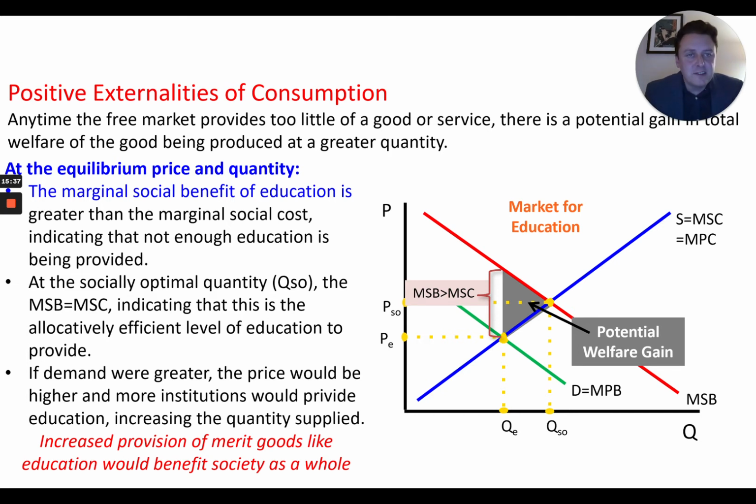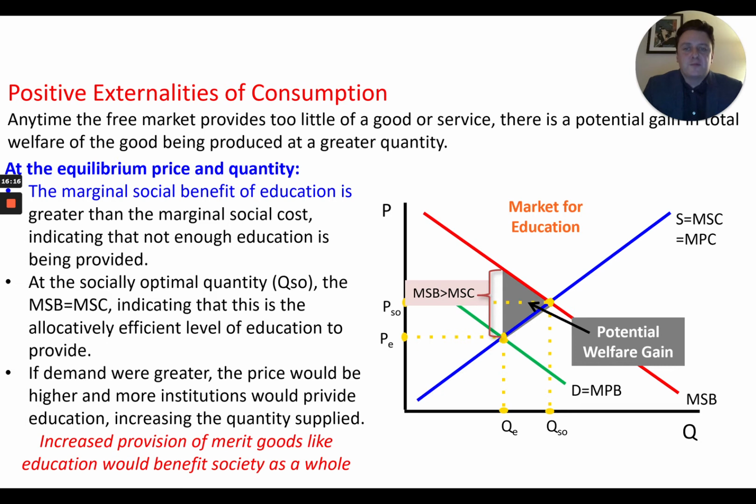A key tip here is, always remember, if the arrow or the triangle is pointing towards the positive, it is a positive externality. If it's pointing towards the negative, it's a negative externality. It's a key tip there. So if you're ever thinking, where should I put the triangle that shows welfare gain or welfare loss, just remember that tip. Positive externalities point to the positive. Negative externalities point to the negative.